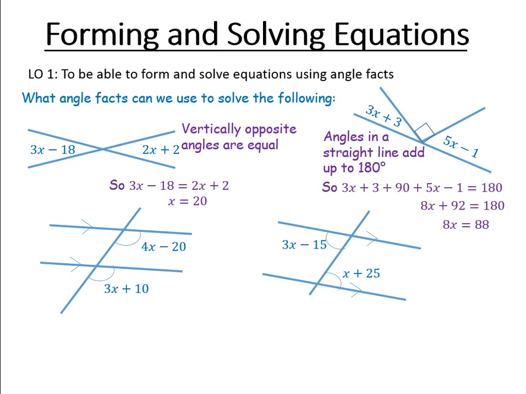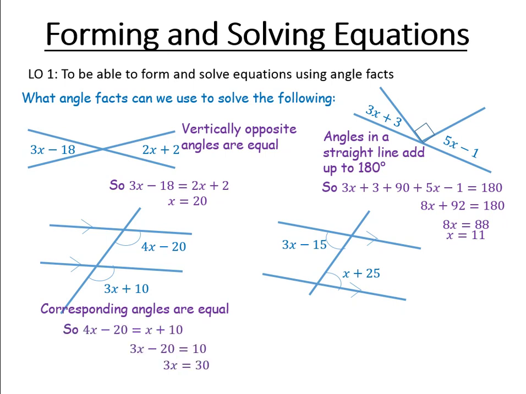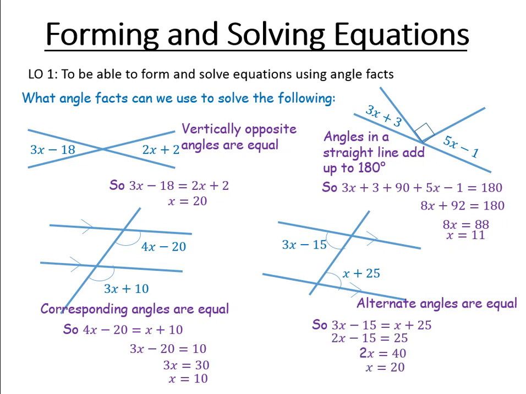Okay. This one here now, the bottom left one, they're corresponding angles. Remember, corresponding angles are equal. Make them equal to each other, and then solve for x. Okay, please copy these examples, all of them in your books. And then this one here, what type of angles are they? They're alternate angles. Okay, so they're equal to each other. 3x minus 15 is equal to x plus 25. Solve for x, and that'll give you 20 degrees.